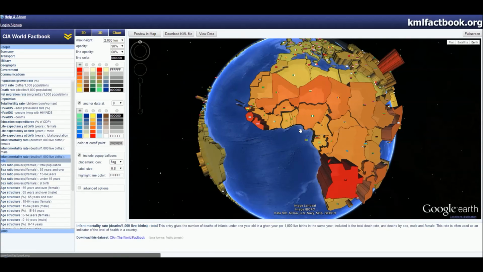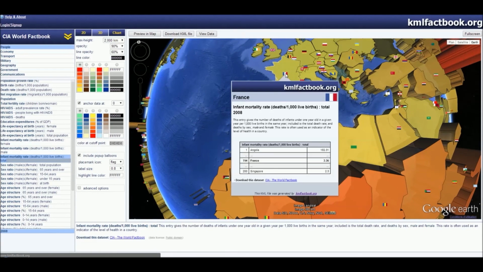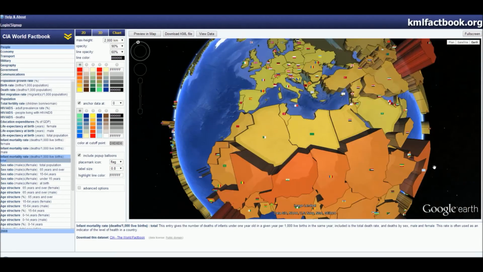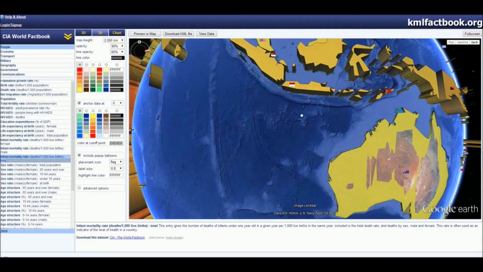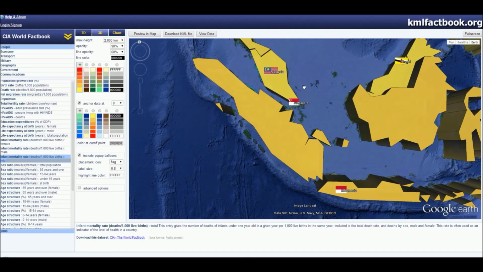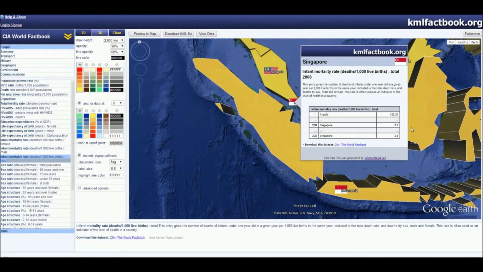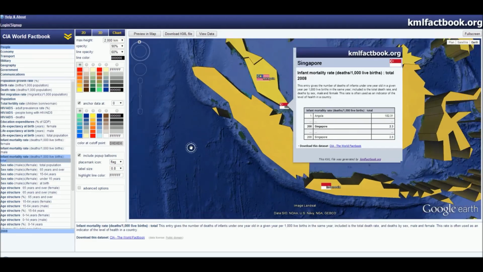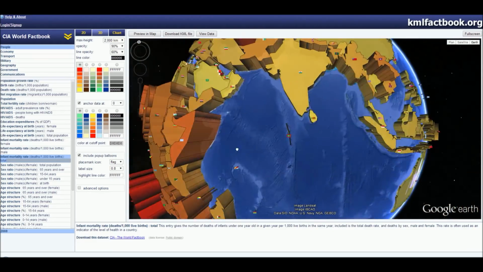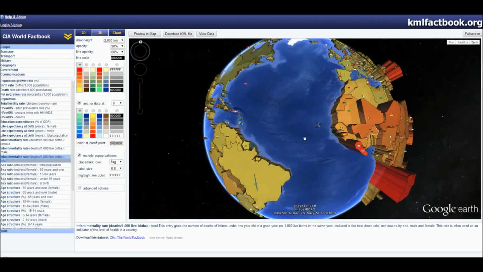And if we compare this, for example, to France, let's take France. France is actually pretty low, with 3.36 deaths per 1,000 live births. And the last one is, again, like the literacy rate, a very, very small country, which is Singapore, with 2.3 deaths per 1,000 live births. So I hope the KML factbook was a good help for us.